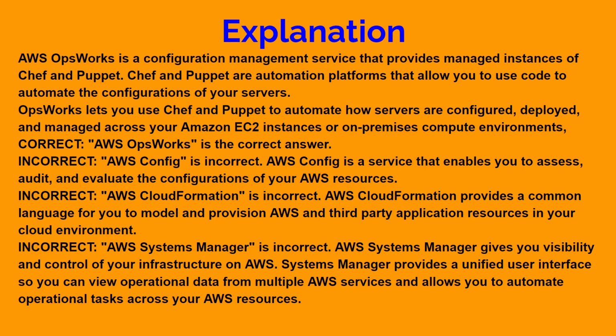Explanation. AWS OpsWorks is a configuration management service that provides managed instances of Chef and Puppet. Chef and Puppet are automation platforms that allow you to use code to automate the configurations of your servers. OpsWorks lets you use Chef and Puppet to automate how servers are configured, deployed, and managed across your Amazon EC2 instances or on-premises compute environments. Correct. AWS OpsWorks is the correct answer. Incorrect. AWS Config is incorrect. AWS Config is a service that enables you to assess, audit, and evaluate the configurations of your AWS resources.